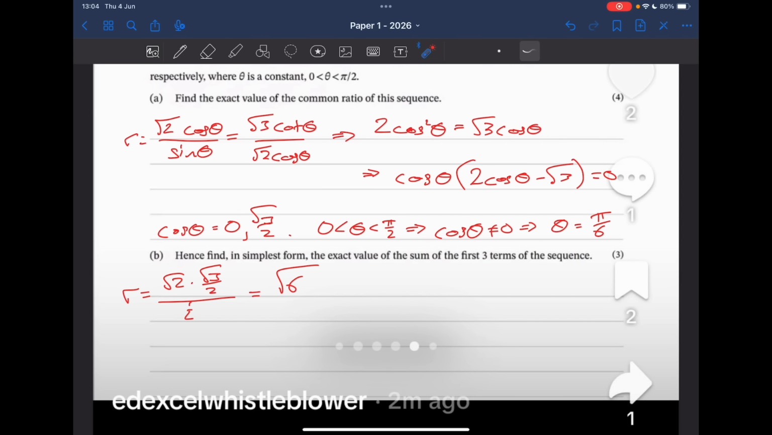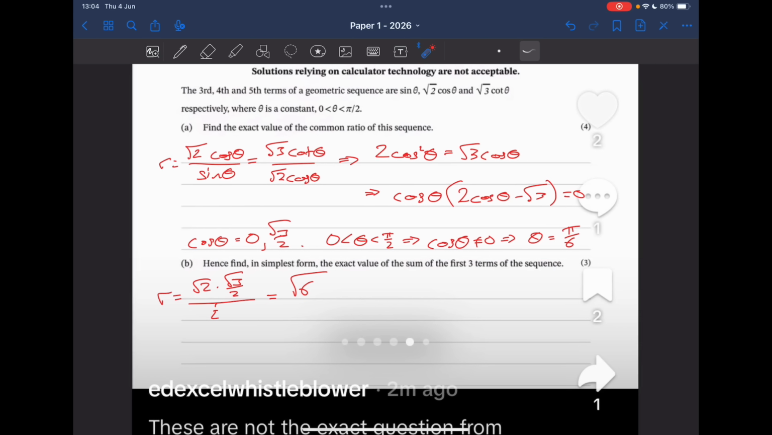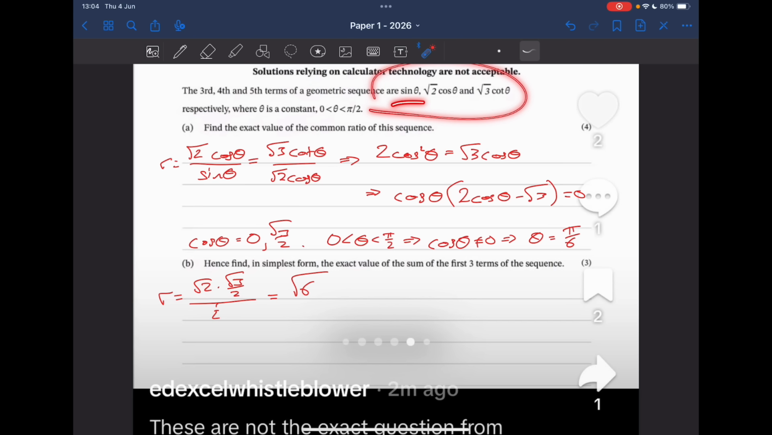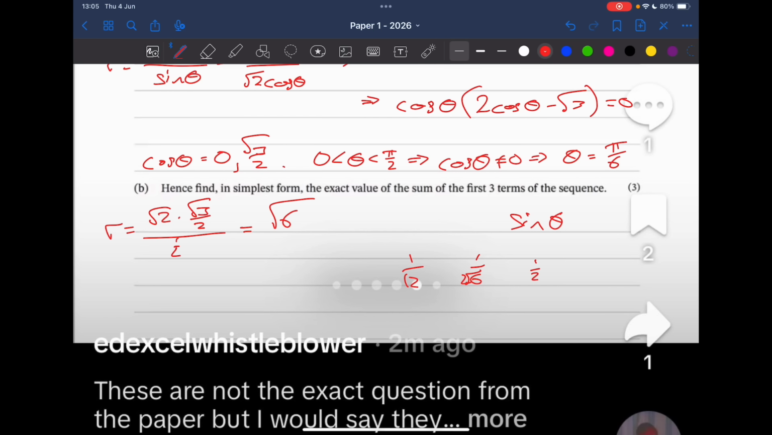So hence find in simplest form the exact value of the sum of the first 3 terms of the sequence. Remember, we know theta now. These look a bit horrible, so what actually are they? Well, sine theta is just a half, and we times by root 6 as we move through. This being the third term, we want the sum of the first 3, so we need to divide by root 6 as we go. The one before it is going to be 1 over 2 root 6. One before that is 1 over 12. And we just want to add those bits up.